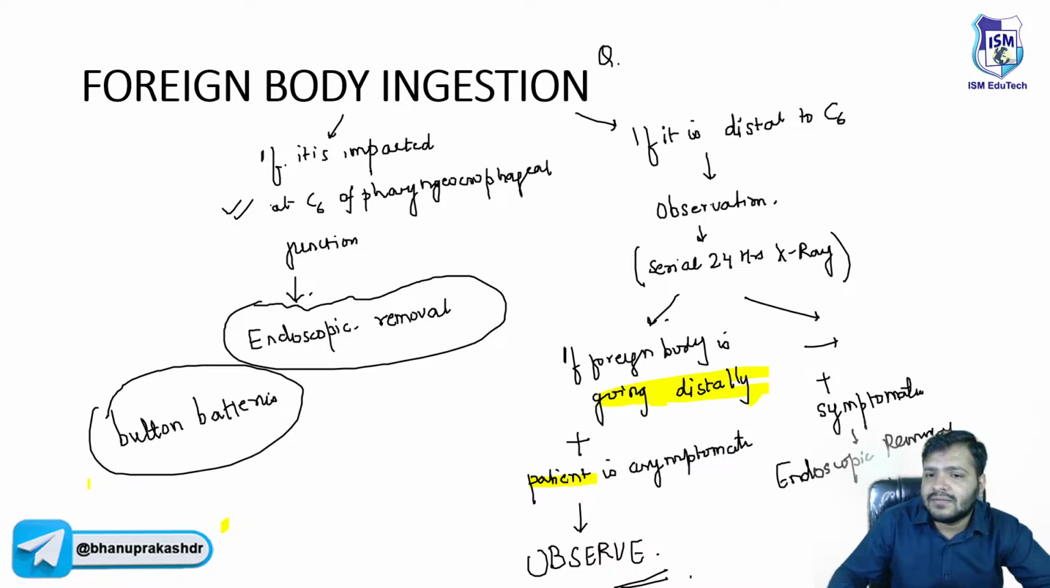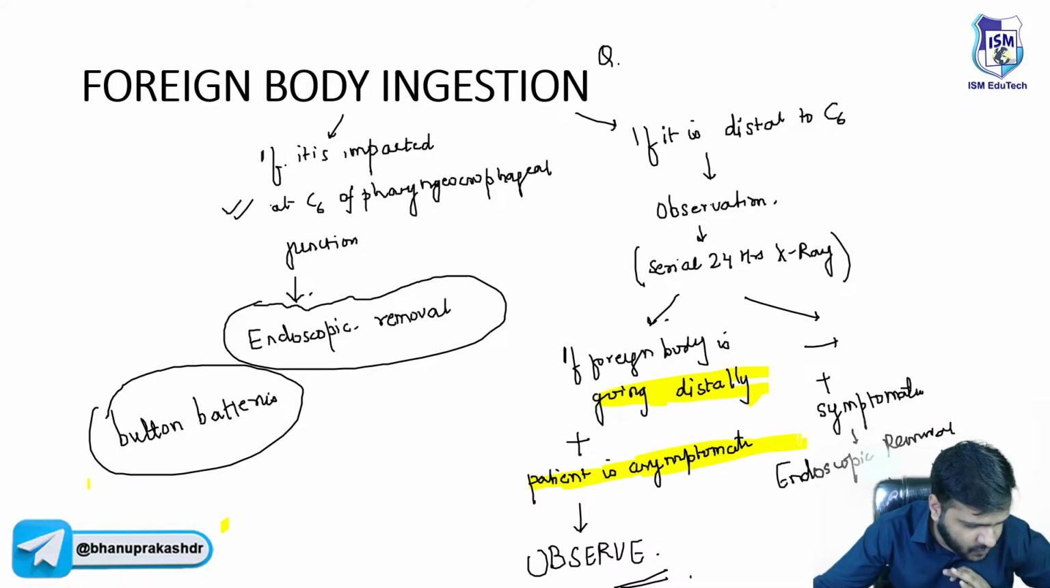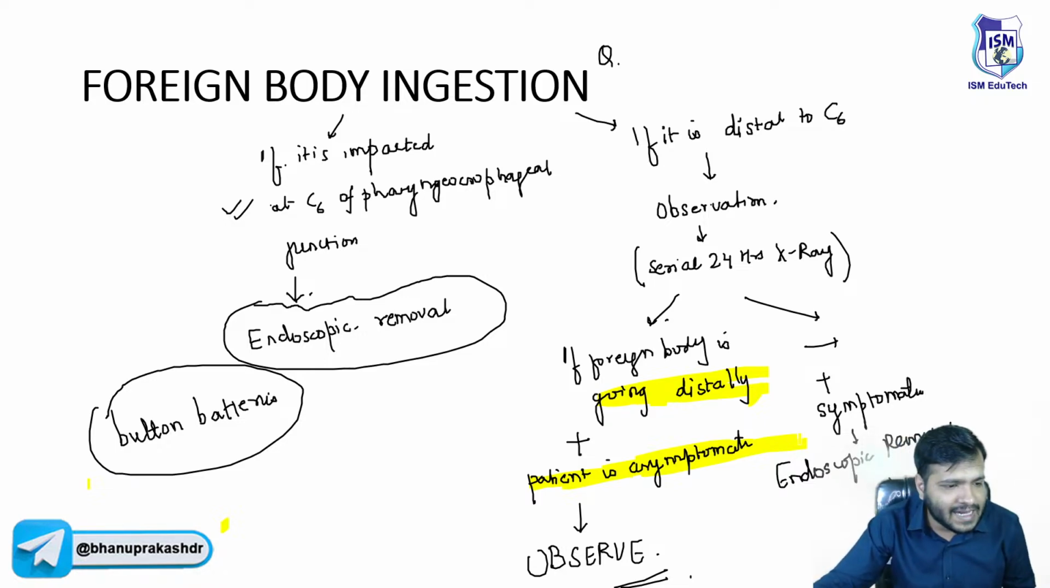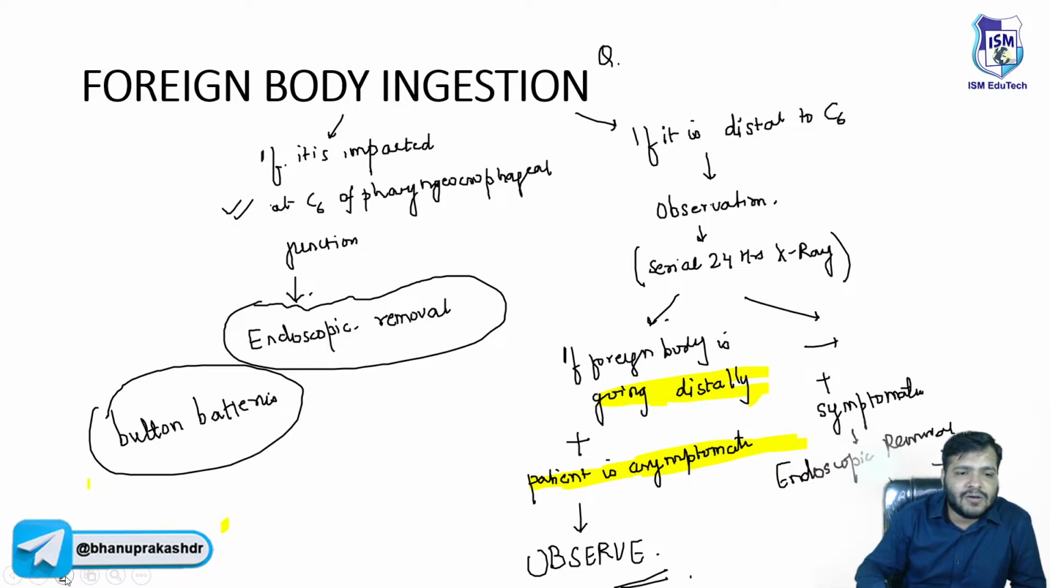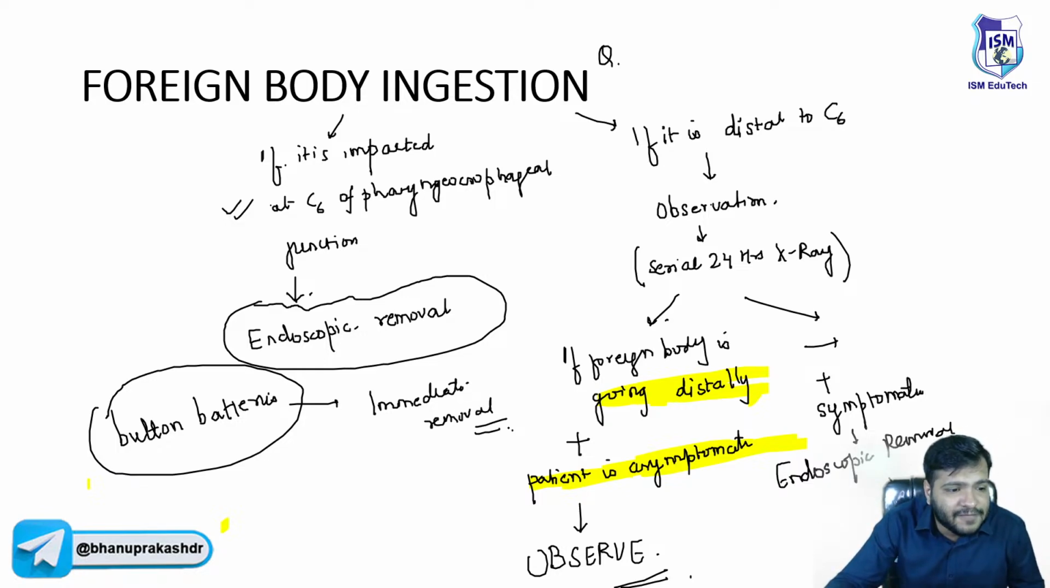If the button battery is going distally, going down, and the patient is asymptomatic, what will you do? Immediate removal. Why not observe it? Why do I have to do immediate removal in the case of button batteries? Yes, it can corrode and cause perforation. Even though it is present over there, it should be removed immediately. Endoscopic removal should be done immediately, because of the battery.